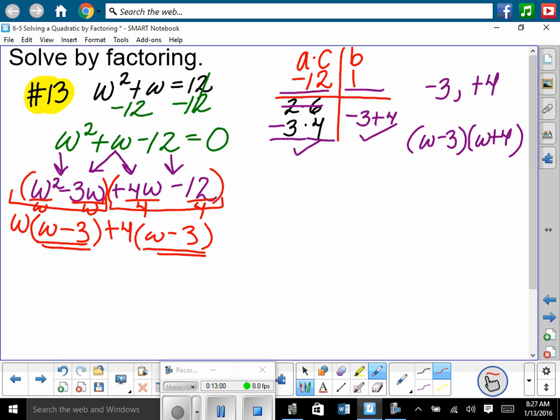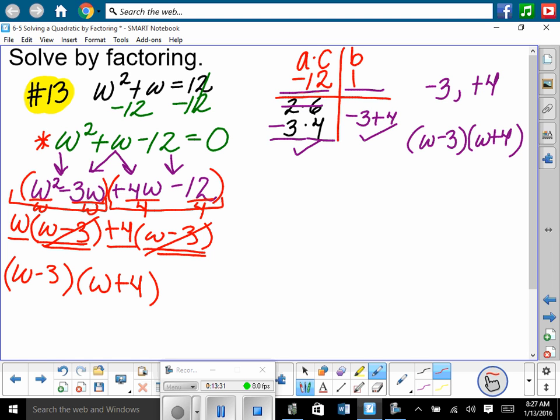So we can pull out the safe haven. We pull out w minus 3. I'm struggling. We pull out w minus 3. And when we pulled it out, it divided out. So left was w plus 4. Now look, did this factor to be the same thing as our quick factoring? Yes. Okay.